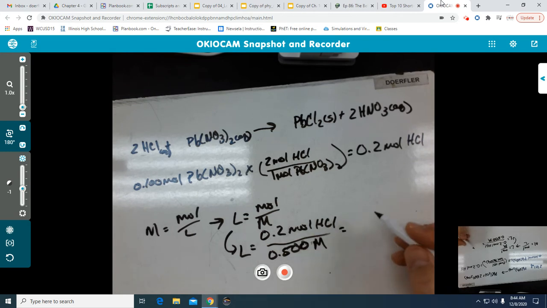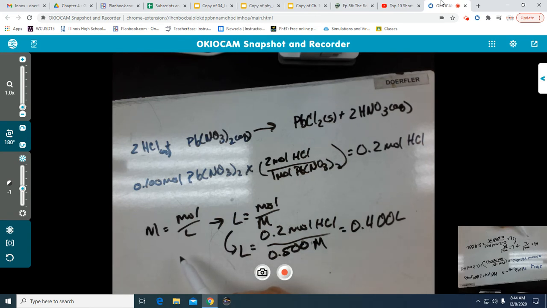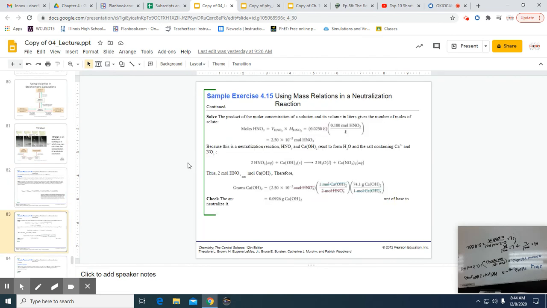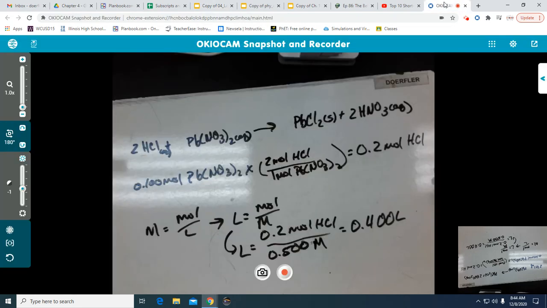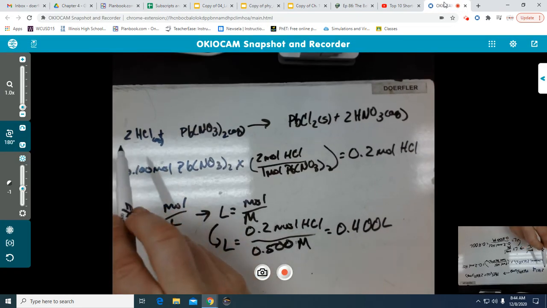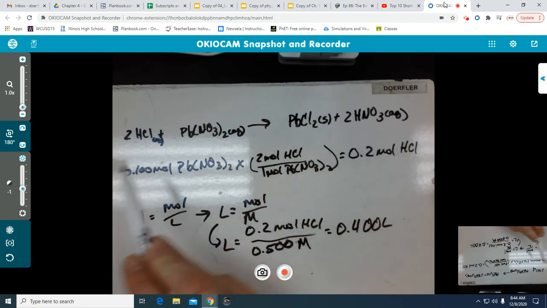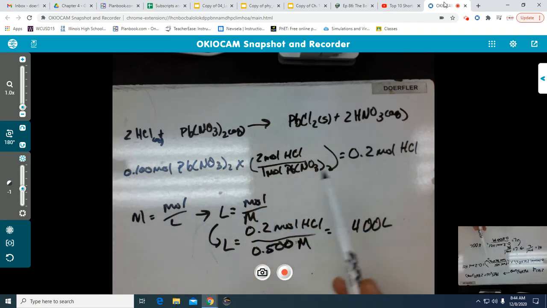So go ahead and solve for this, and you're going to say 0.400 liters. So that is how much, in terms of volume, will be needed of the 0.5 molar hydrochloric acid to react completely with 0.1 mole lead(II) nitrate. So again, the most important thing is the balanced chemical equation, and then using that flow chart and identifying who's who.